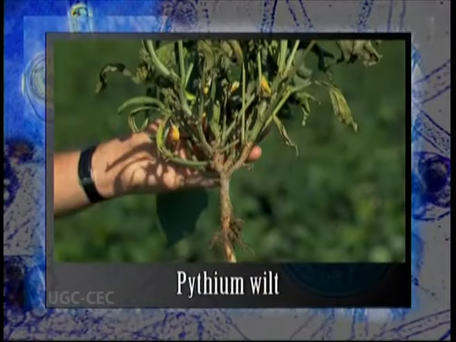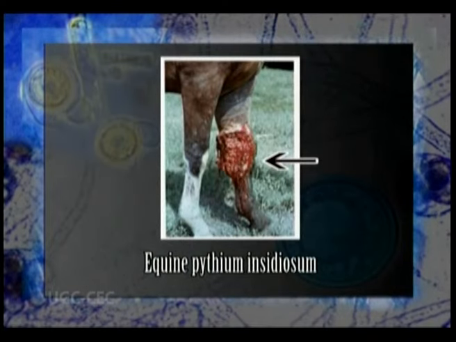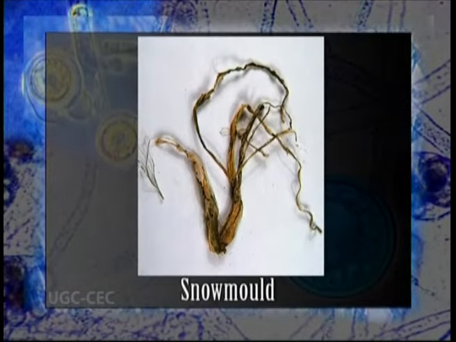Now, diseases caused by Pythium. Pythium constitutes one of the most destructive groups of plant pathogens, causing many diseases in a wide range of hosts from algae to man, and the species tend to be very generalistic and unspecific in their host range.